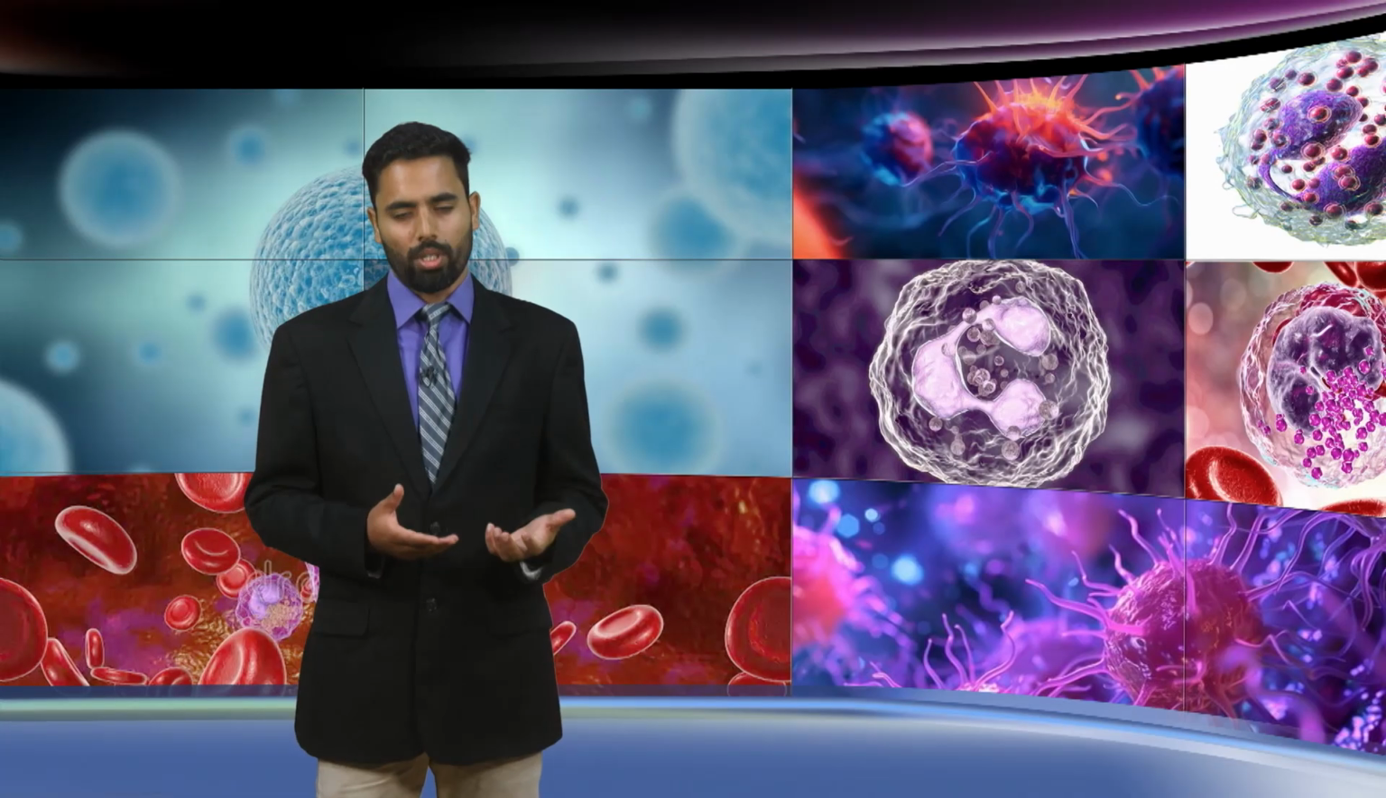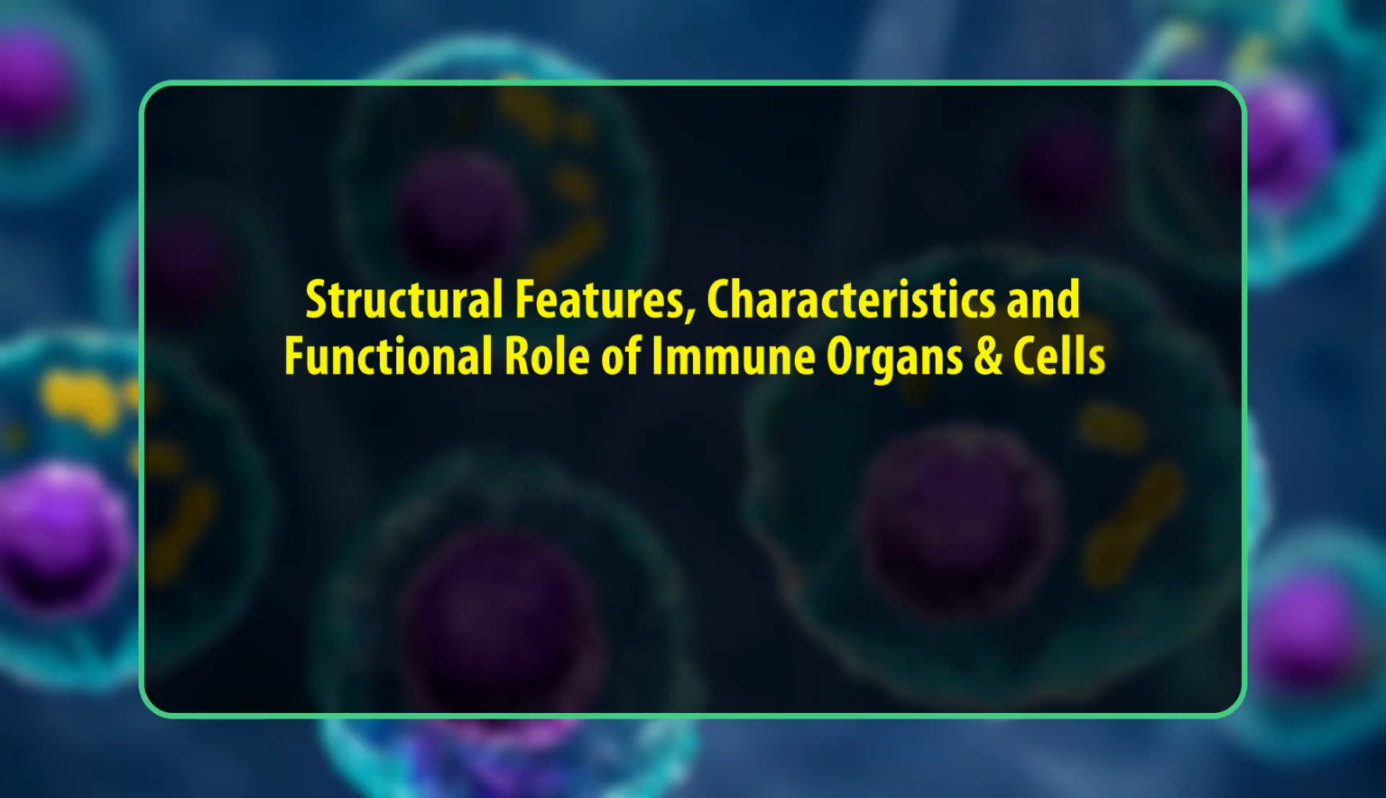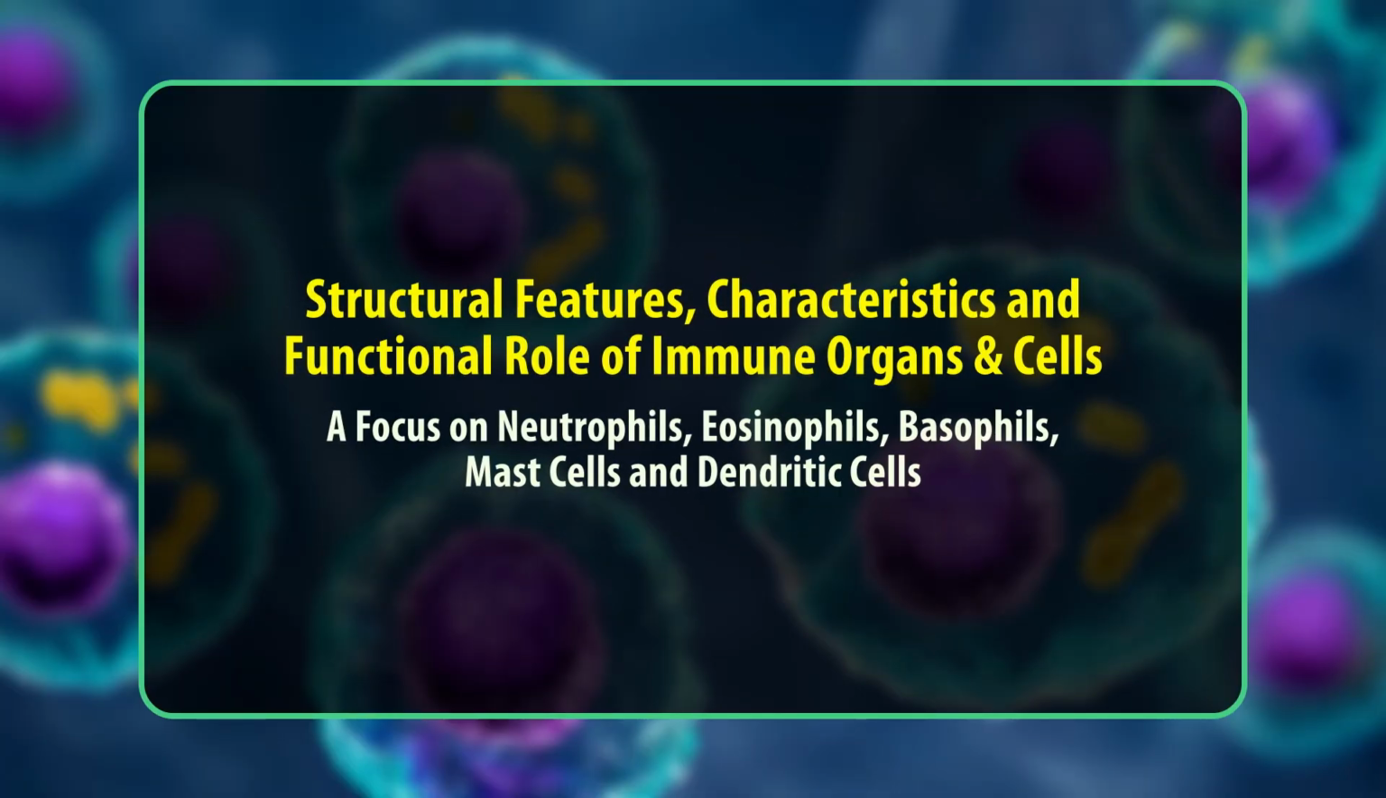I encourage you to think of these cells as a well-organized army, each with a distinct role in safeguarding our internal environment. Dear students, today our topic for discussion is the structural features, characteristics and functional role of immune organs and cells, with a focus on neutrophils, eosinophils, basophils, mast cells and dendritic cells.